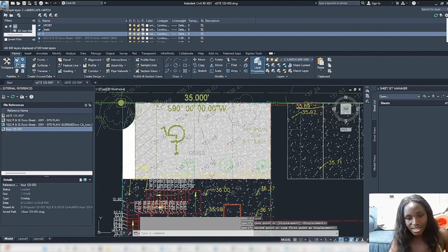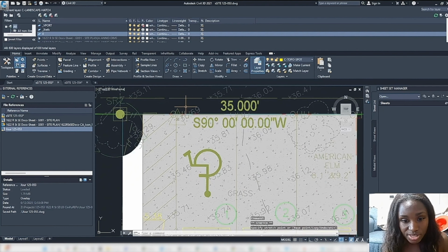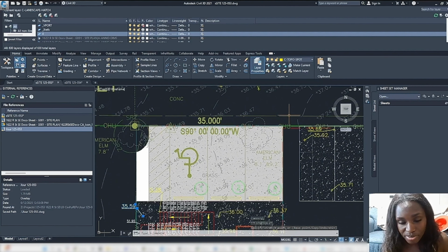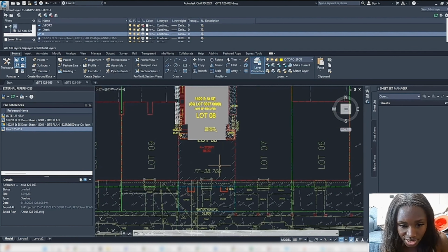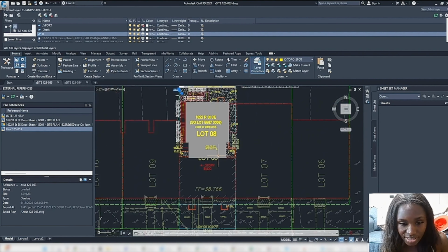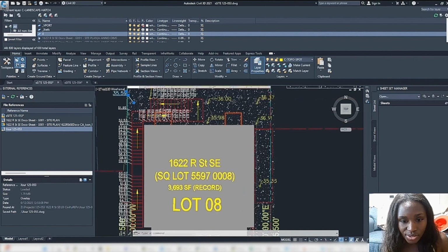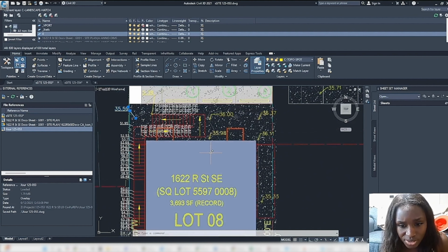Now we can get into the actual grading. I think for here it's best to start at the property line back here and then work our way inwards. We know the finish floor elevation is 38.77.